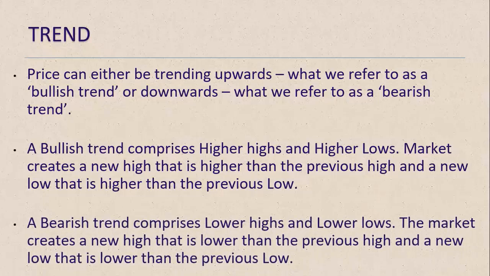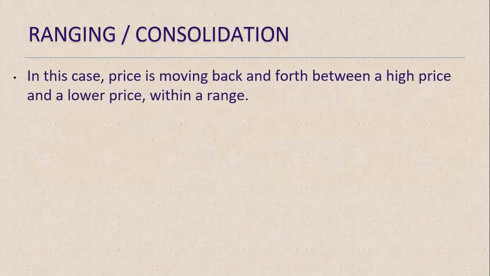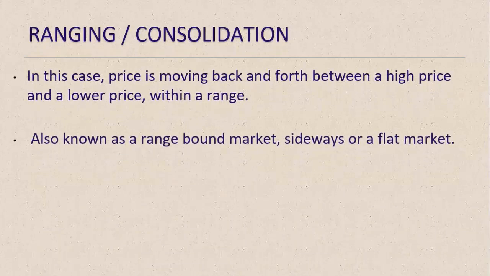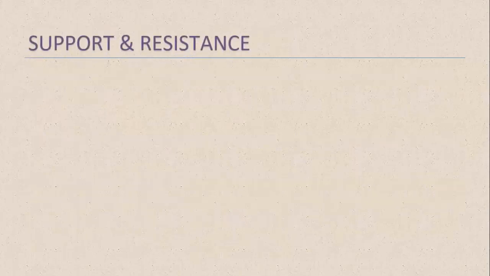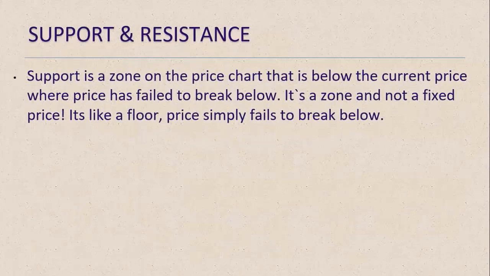So we have looked at a bullish trend. We have also looked at a bearish trend. And we have also looked at a consolidating market, or ranging market, or a sideways market. So let's just break down support and resistance a little bit more. Like I explained, support is like the floor. It's a zone on the price chart that is below the current price, where price has failed to break even lower. So it's not a fixed price, it's a zone.